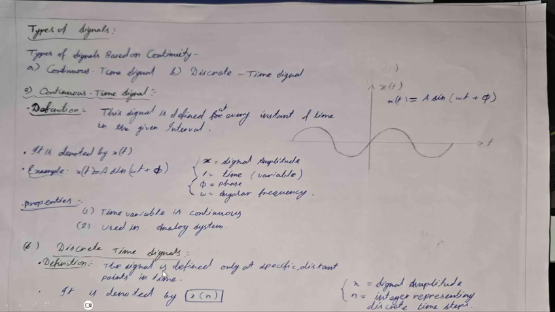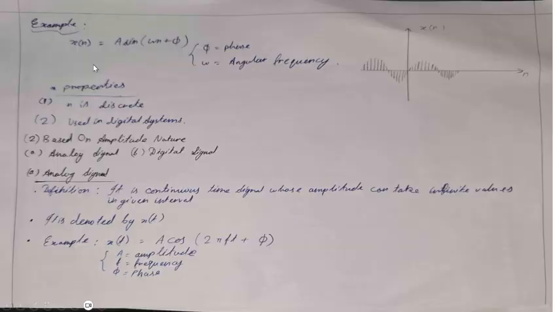Definition. The signal is defined only at specific distinct points in time in the given interval of time. It is denoted by x[n], where x is the signal amplitude, n is an integer representing discrete time steps. Example, x[n] = A sin(ωn + φ), where φ is the phase, ω is the angular frequency. Here we can see the graph.